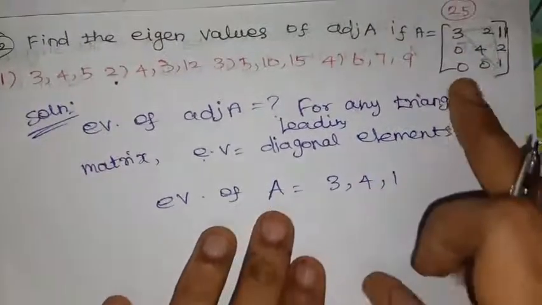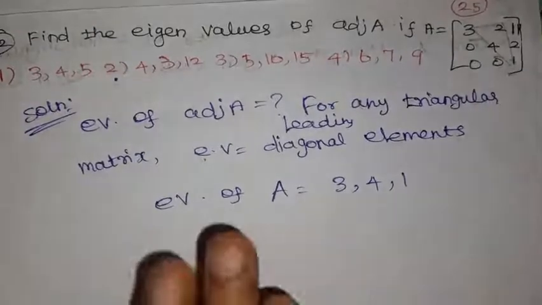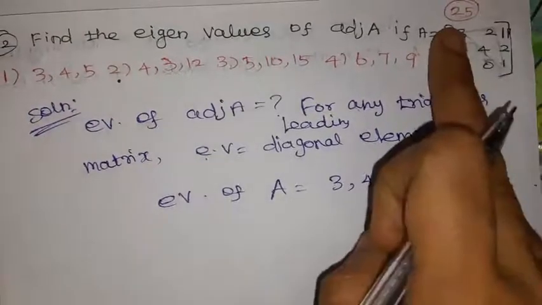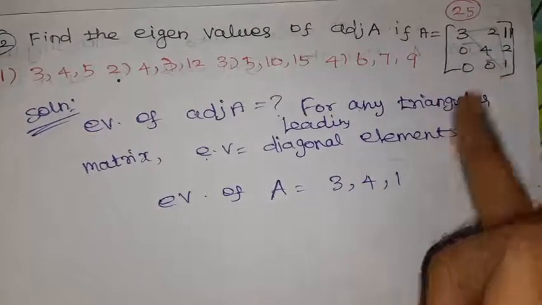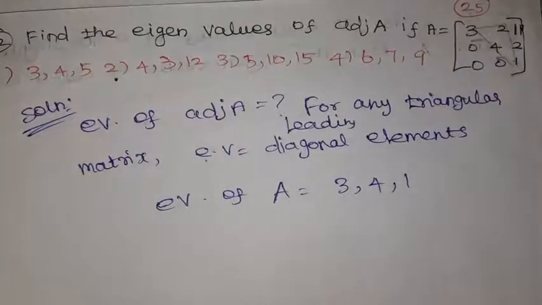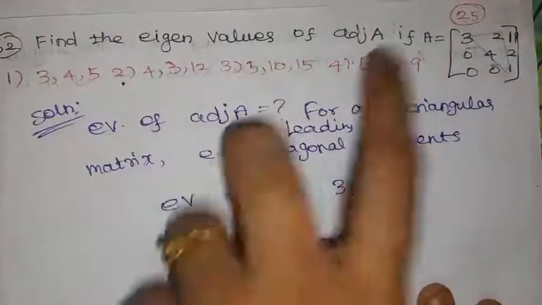So in the given problem, this is an upper triangular matrix. For any triangular matrix, upper or lower, the eigenvalues are equal to the leading diagonal elements, which are 3, 4, 1. So these are the eigenvalues of matrix A. What we need to find out are the eigenvalues of adjoint of A.